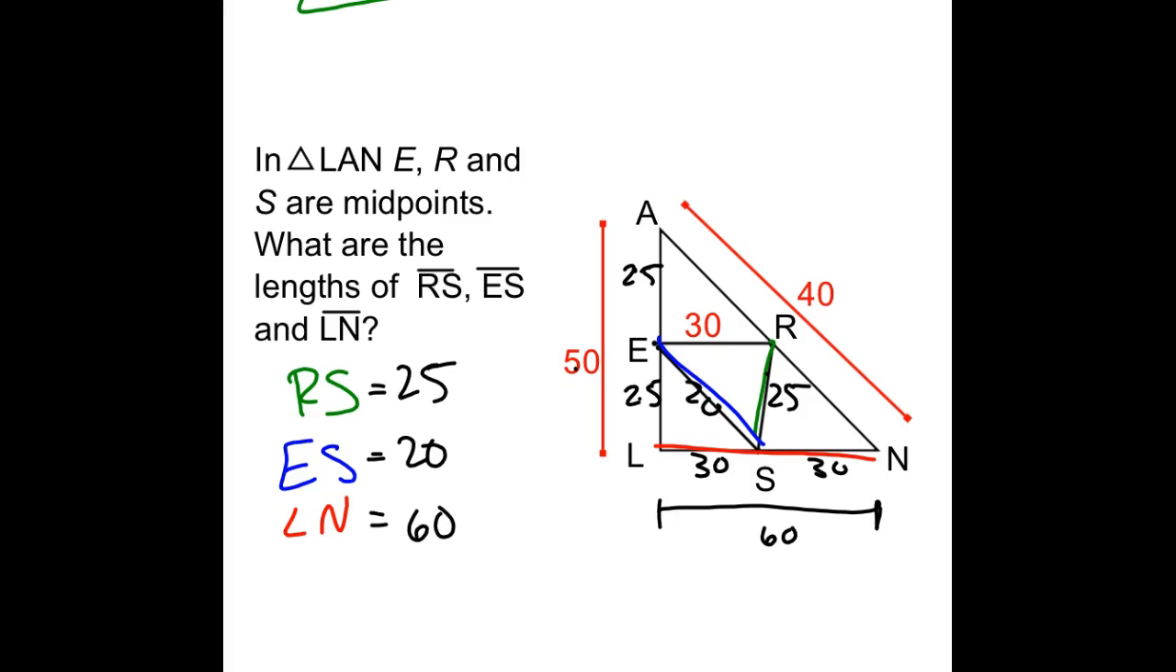Alright, you can check your answers with mine. RS was 25, we did that one. ES is 20 and LN is 60. Okay. So that was your midsegment stuff.